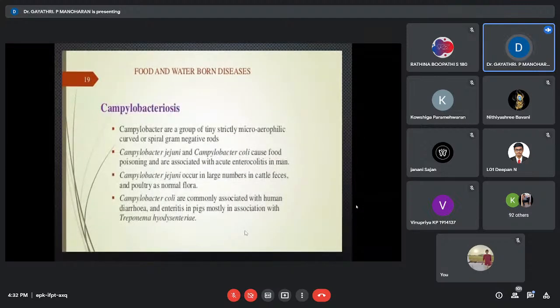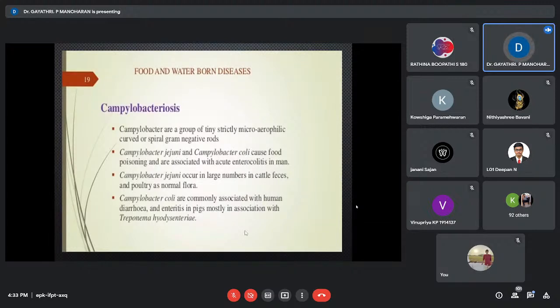And then the next bacterial foodborne infection is Campylobacteriosis. The organism responsible for this is Campylobacter. Okay, Campylobacter are a group of tiny, strictly microaerophilic, curved or rod shaped bacteria. These are all the shape and arrangement of the bacteria. So for Campylobacter, there are two important species. Species means which may be divided further, that is species. Campylobacter jejuni and Campylobacter coli.